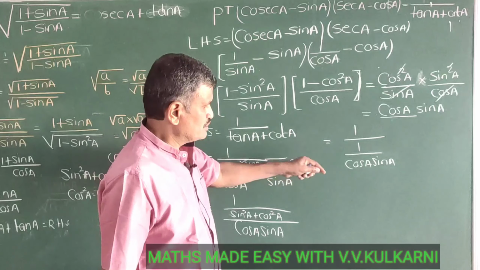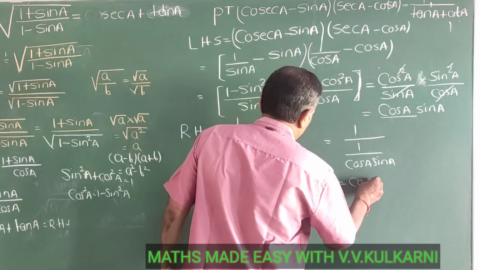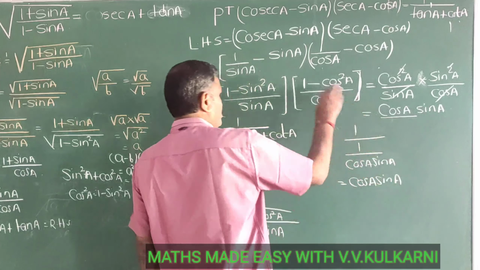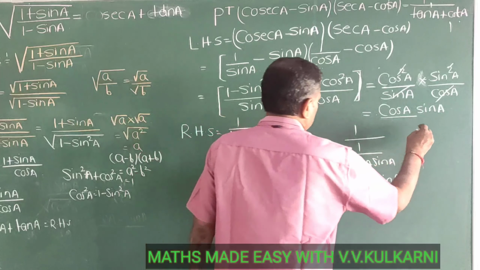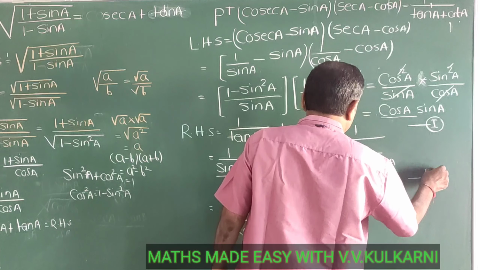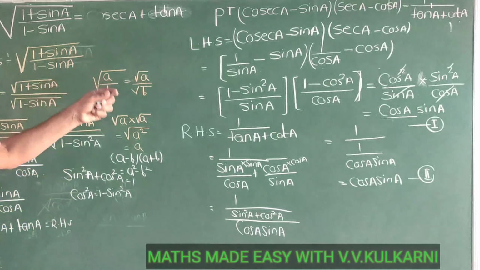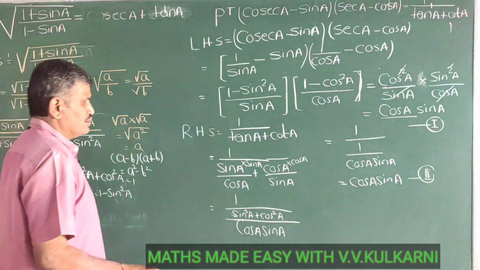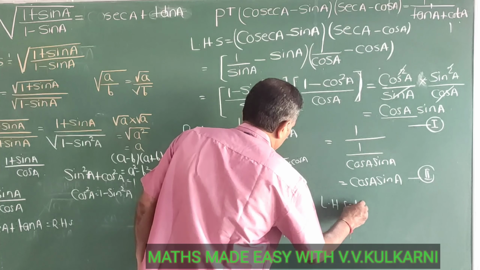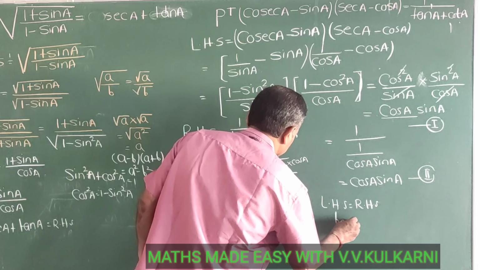1 by this means, if I take the reciprocal again, what am I going to get? I am going to get cos a into sin a. If I take the reciprocal of it, then it becomes cos a into sin a. Now you see, compare the first and the second equation, and I think you can very easily say that, sir, left hand side is equal to right hand side. So LHS equal to RHS, and hence I can say that it is proved.